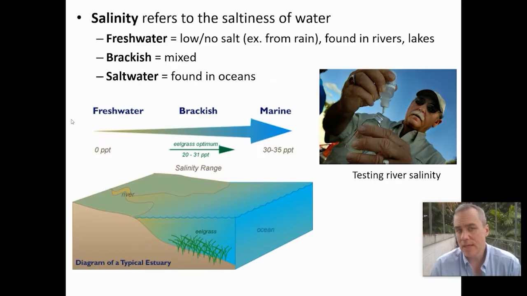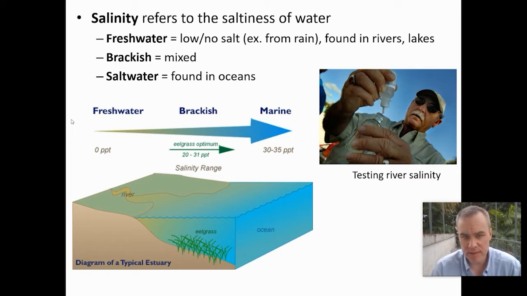Fresh water is water that has low or no salt. For example, straight out of the sky from rain, or often found in rivers and lakes. Brackish water is a mixture of fresh and salt water. So brackish water is sort of like semi-salty water, kind of salty water, but not quite fully salt water. And then salt water is the seawater that's found in the oceans.